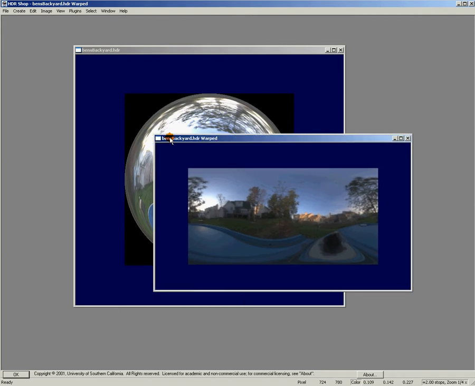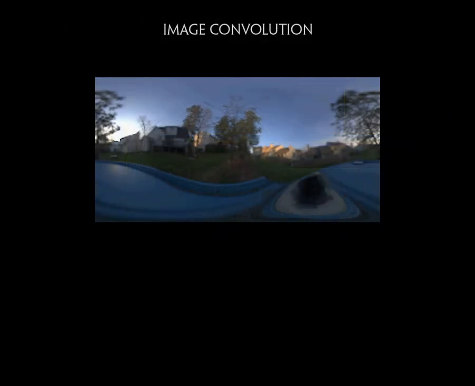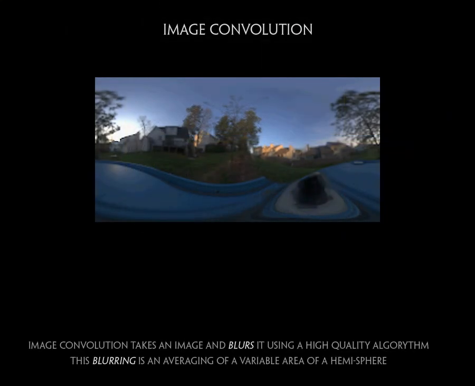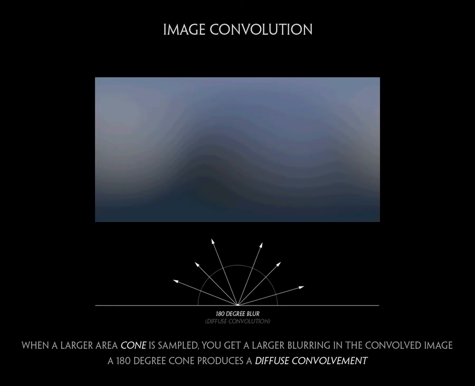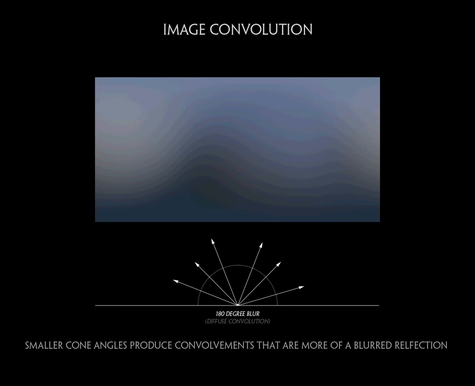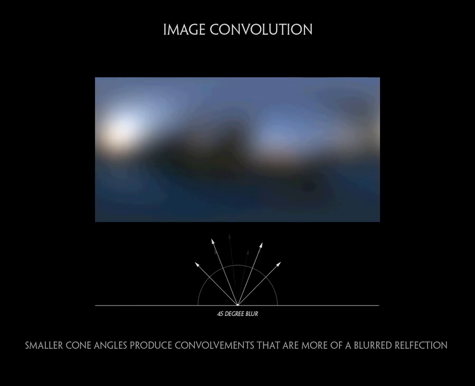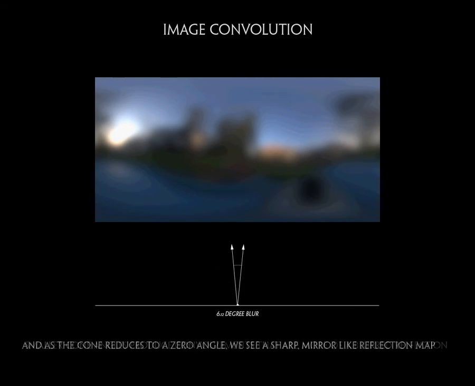So from here, what we need to do is convert our latitude-longitude map into a diffusely convolved map. What diffusely convolved means is that instead of each pixel representing the color that's coming from that one specific direction, I'm going to take all of the pixels in a 180-degree hemisphere in that direction and average them all together. So each pixel, instead of representing that one specific direction, will be representing the colors coming from a 180-degree hemisphere in that direction. And that process is called diffuse convolution.